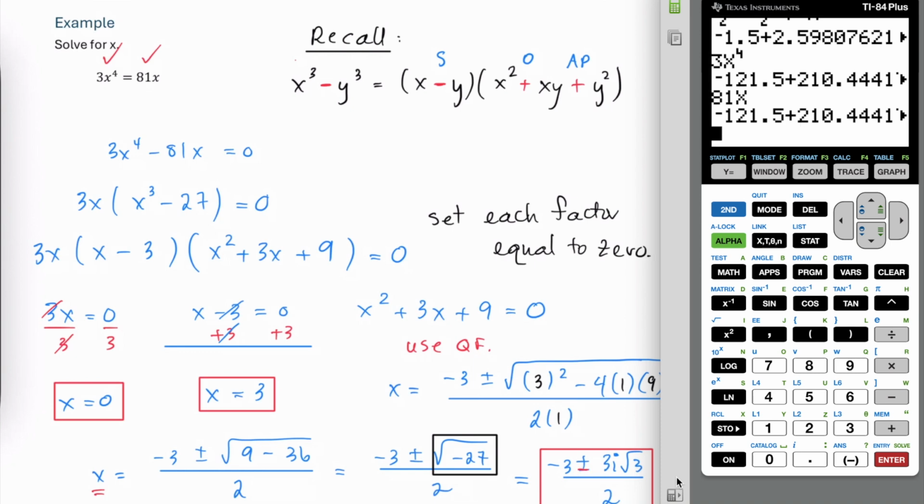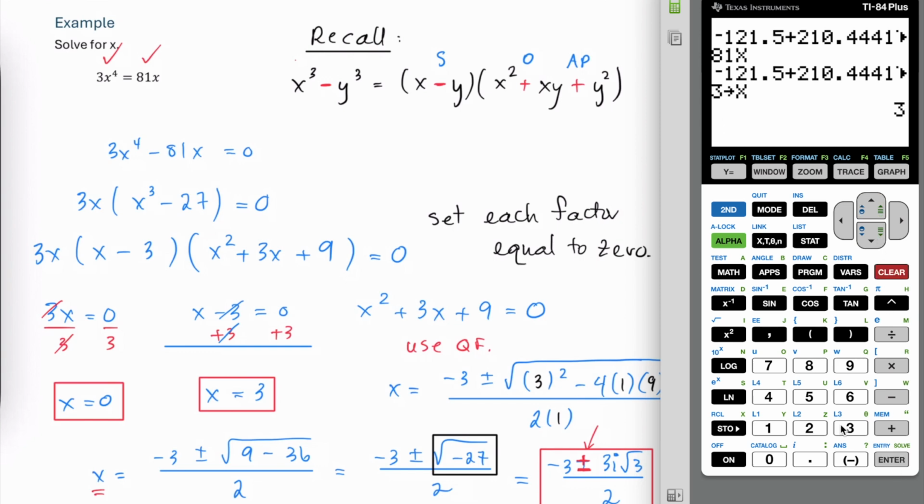Often I'll skip checking the other complex solution, the negative one. If the complex solution with the plus worked here, then likely the one with the minus works as well. You could check both, but I'm going to move on to checking x is equal to 3. So I'll hit 3 store x, and then enter to input that into the x variable, and then I'm going to check that into the left-hand side of the equation, which was 3x to the 4th power, and compare that to what I get from the right-hand side of the equation, which was 81x. Then we hit enter again, and the 2 sides do match.